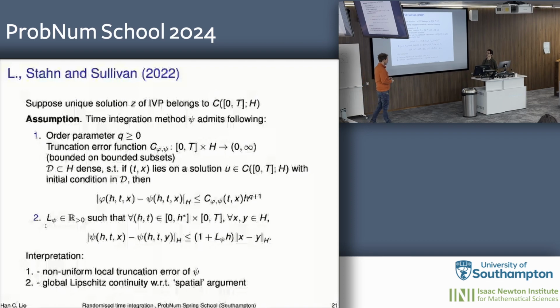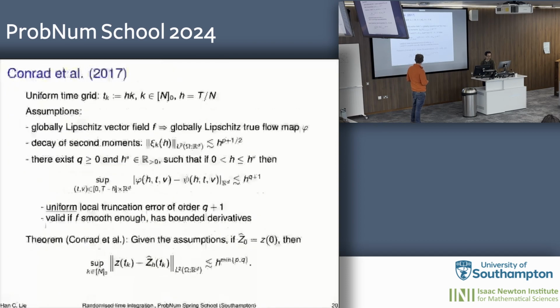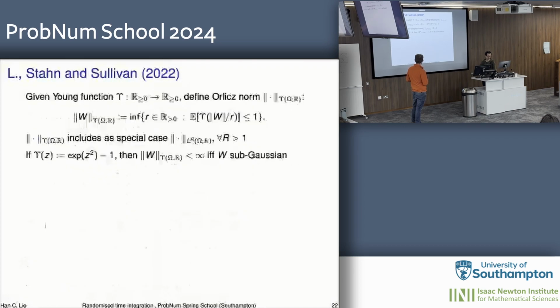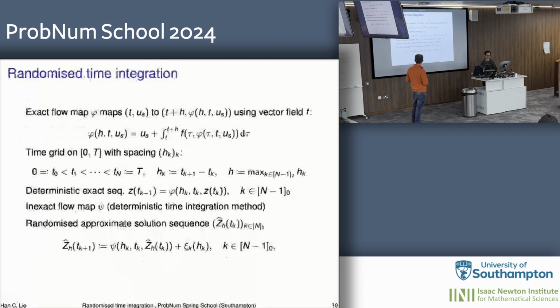If I could ask one more question. Definitely. If I've understood correctly, everywhere you assume that you have a fixed time step, h. Is that correct? For our setting, Conrad et al. assume a uniform time grid. We don't. We can have different time steps. This is the setting in which we work in the 2022 paper.